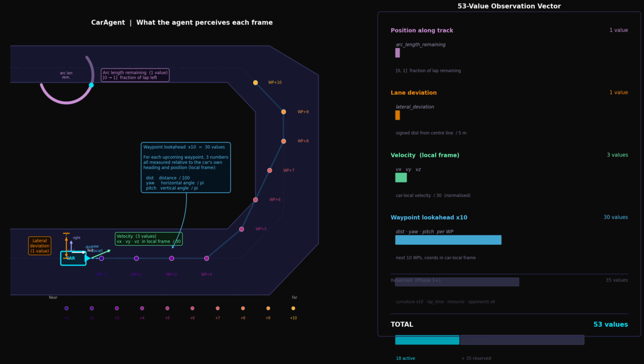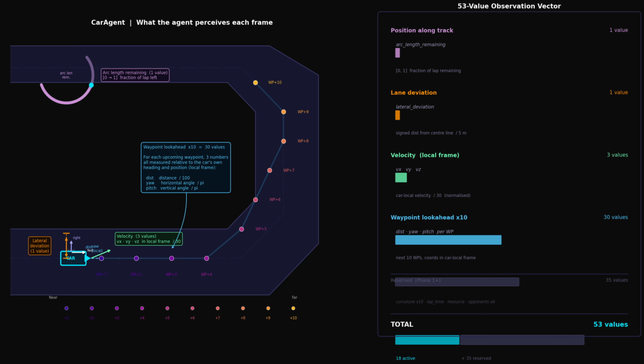The vector also includes the car velocity, again based on its own local frame: the forward speed, the sideways drift, the vertical speed, and a single number for how far it is sitting off the center line. The center line is like the middle of the track. We can call it that.